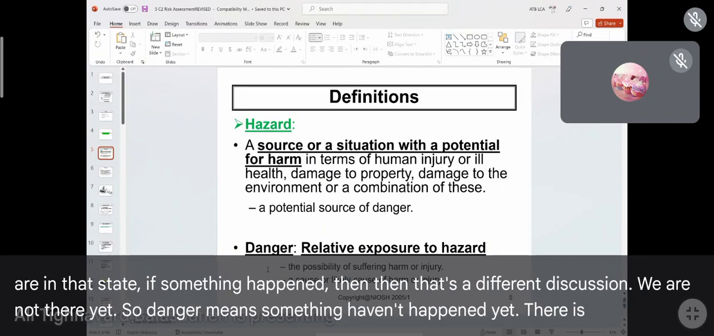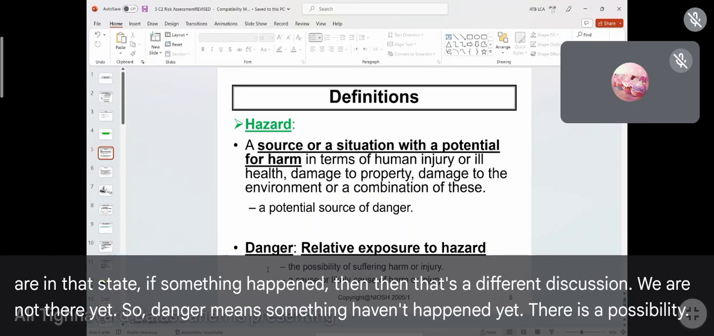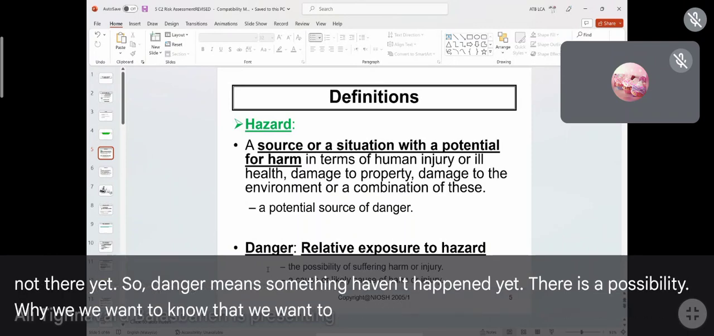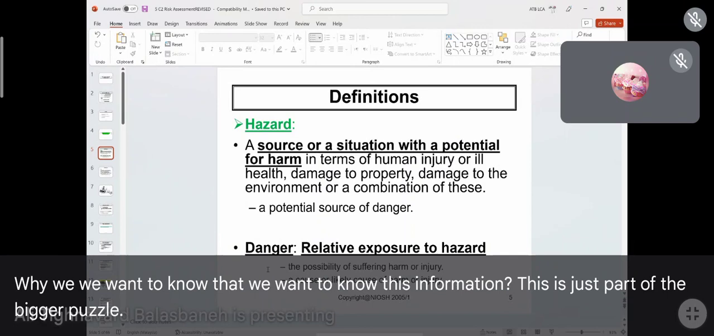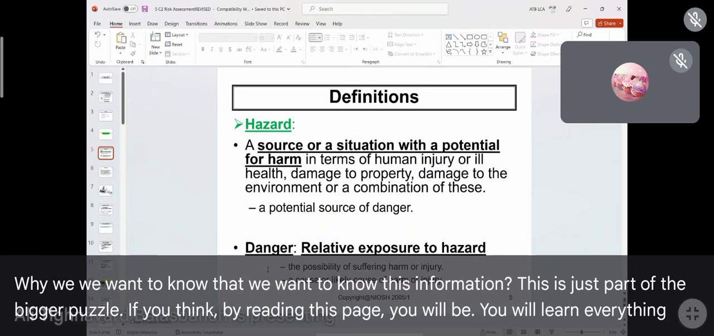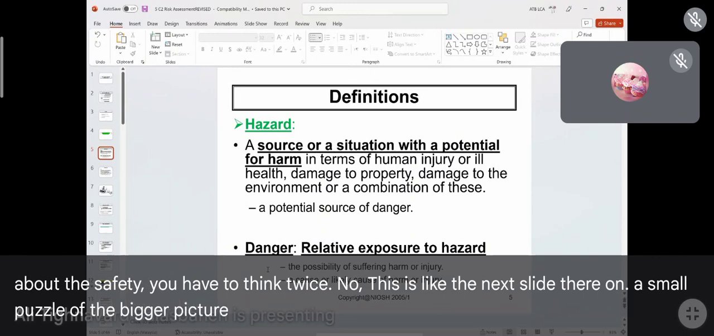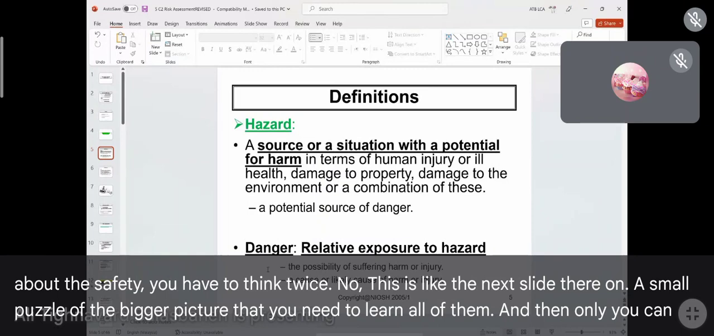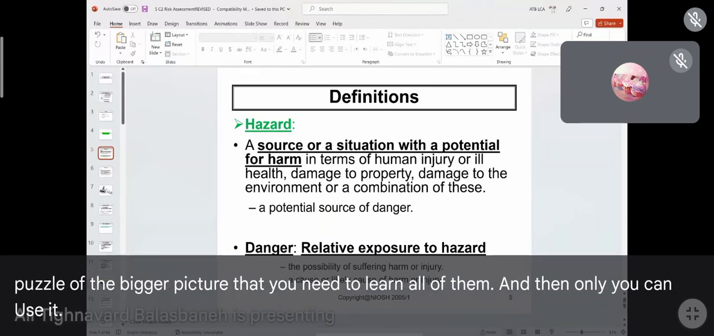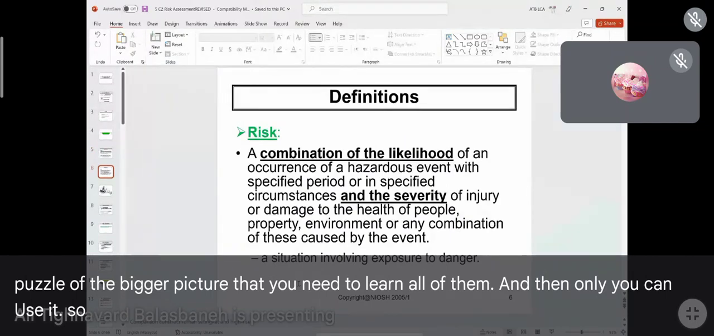There is a possibility. Why do we want to know that? We want to know this information. This is just part of the bigger puzzle. If you think by reading this page you will learn everything about safety, you have to think twice. No. This slide, the next slide, these are the small puzzles of the bigger picture that you need to learn all of them, and then only you can use it. So that was the hazard.